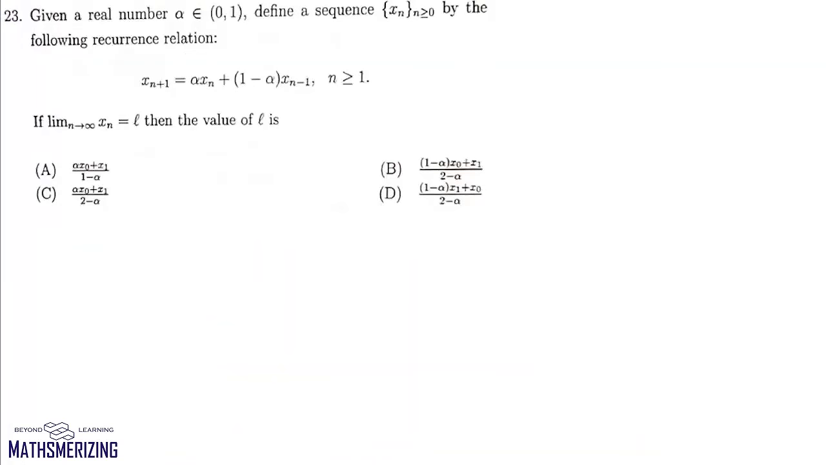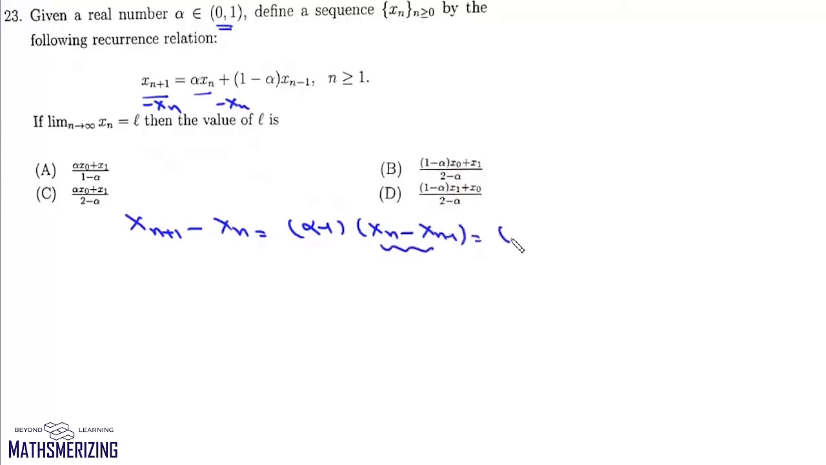Now in question 23, we are given a real number alpha which lies between 0 and 1, and we have defined a sequence such that xn plus 1 equals alpha xn plus 1 minus alpha xn minus 1. Now what we'll do is subtract xn. We can write xn plus 1 minus xn as alpha minus 1 and then xn minus xn minus 1.